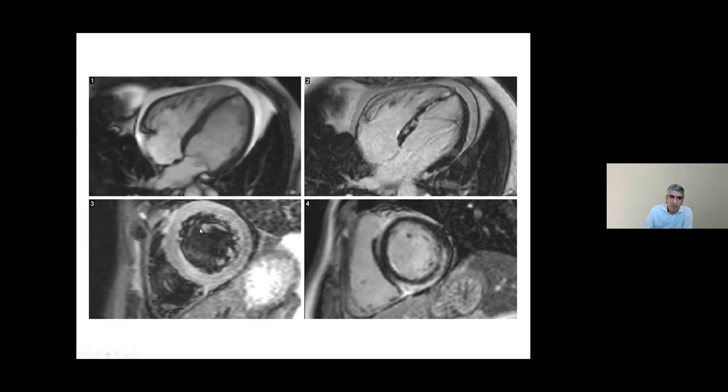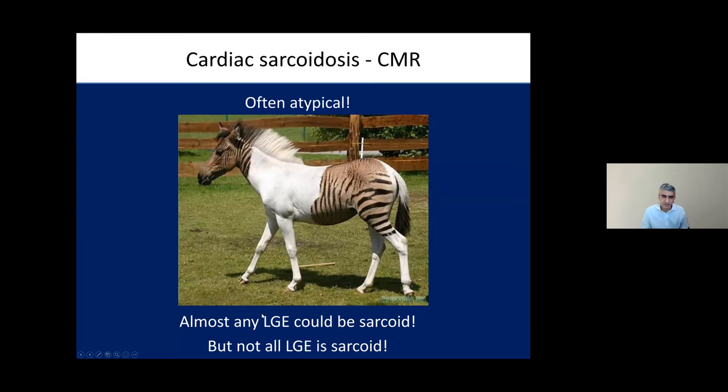And actually on the STIR image in the bottom left, we see bright signal, increased signal that suggests there's active inflammation here. So if you didn't do cardiac MRI, or if you only did cine, so moving images by MRI or echo, you could miss this diagnosis.